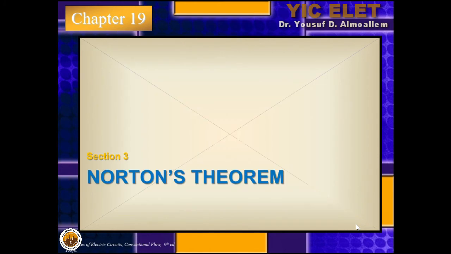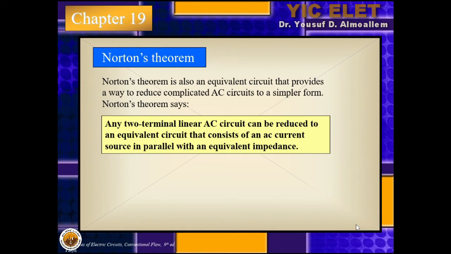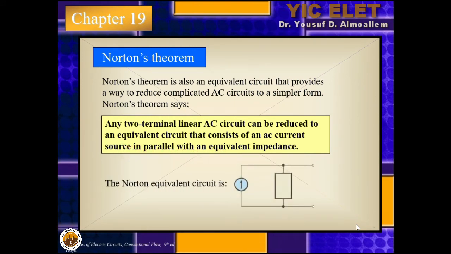Now let's see the other part, which is the Norton's theorems. It is exactly very similar to the Thevenin theorems, but rather than using voltage source as an equivalent, you will use a current source. And instead of using series connection, you would use parallel connections. So the Norton theorems is also an equivalent circuit that provides a way to reduce complicated AC circuits to a simpler form. The Norton theorems in fact says any two terminals linear AC circuits can be reduced to an equivalent circuit that consists of an AC current source in parallel with equivalent impedance. And this is the shape of the circuit. So we have the current source in parallel with impedance, and this is Norton source current and Norton impedance.